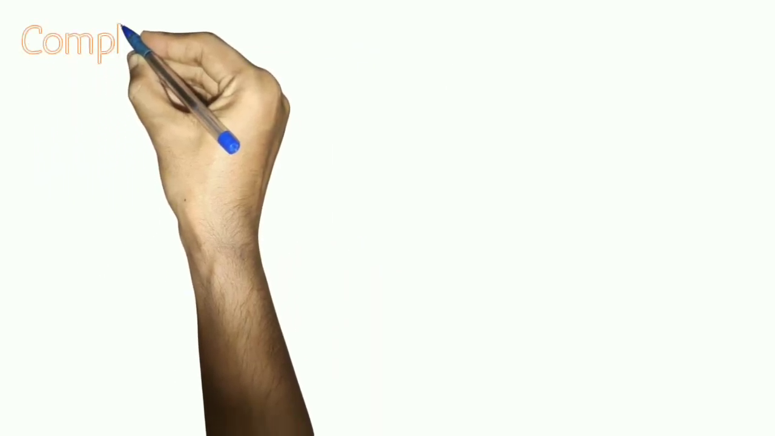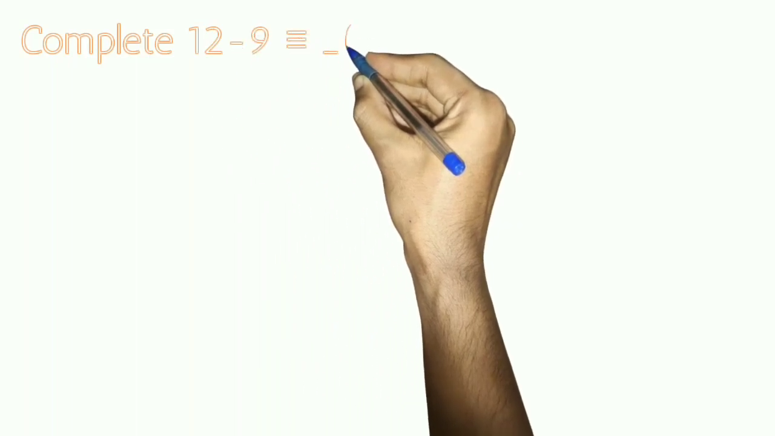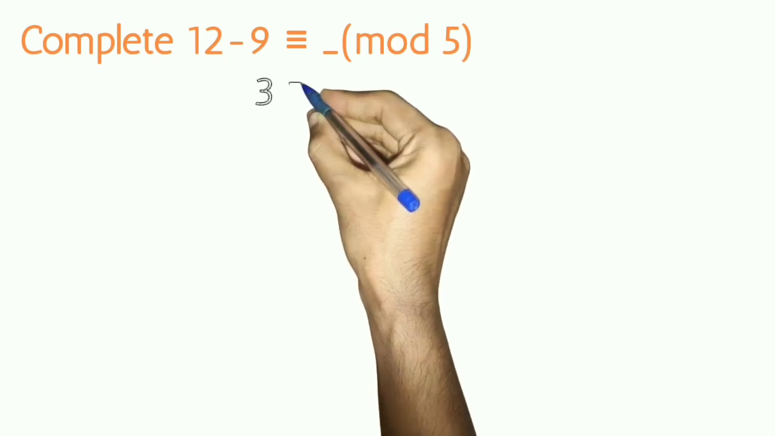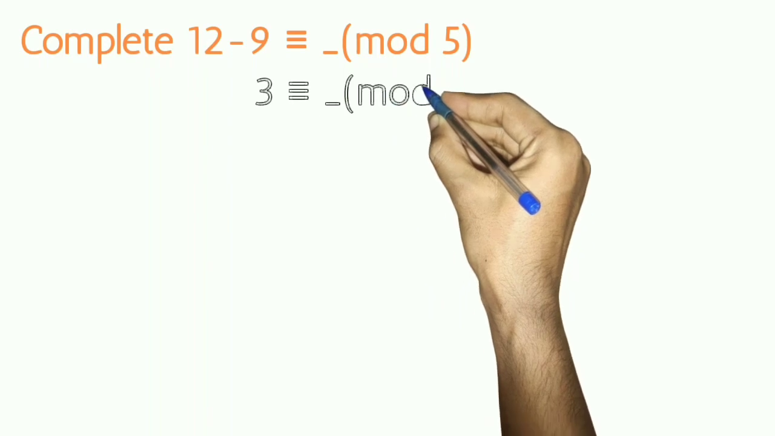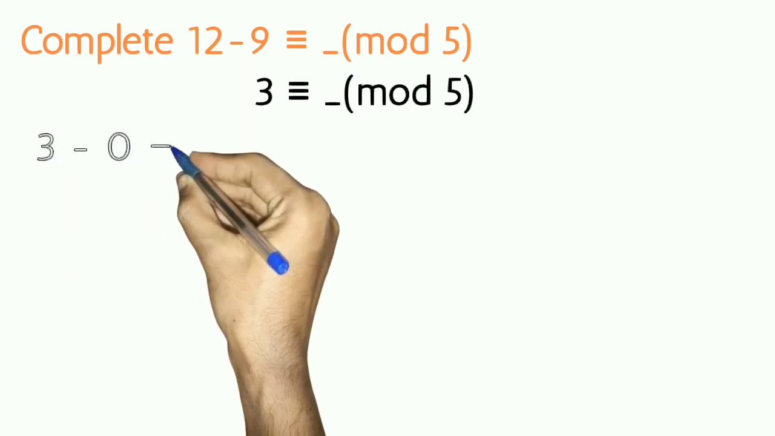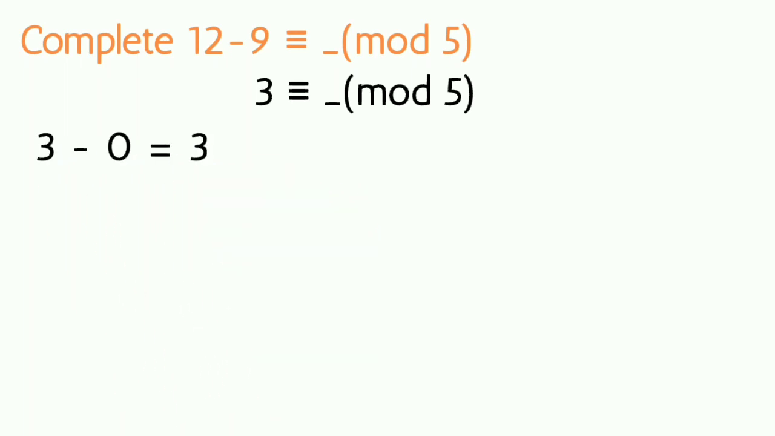Complete: 12 minus 9 is congruent to blank mod 5. 12 minus 9 is 3. So that will become 3 is congruent to blank mod 5. Maghahanap kayo ng smallest positive integer na kung i-deduct natin sa 3, ang magiging result ay divisible by 5. Let's try 0. 3 minus 0 is equal to 3. 3 is not divisible by 5. So 0 is not the answer.